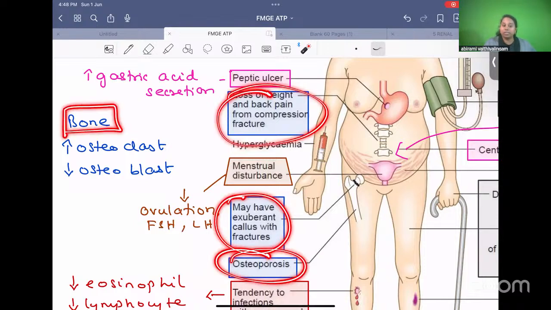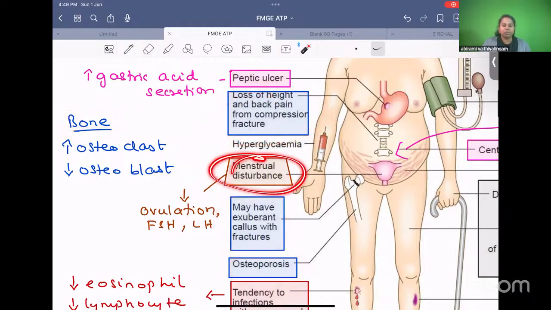Cushing syndrome patients have loss of height, back pain, exuberant callus with fracture, osteoporosis, all bone related disorders, because the action of cortisol is it will increase osteoclast activity. Osteoclast is the bone destroying cell, and it will decrease osteoblast. Osteoblast is the bone forming cell. Bone destroying cell is increased, bone forming cell is decreased. That's why bone related disorders. Cushing syndrome patients have menstrual disturbance because cortisol will suppress ovulation, it will suppress FSH and LH. That is why they have menstrual disturbance.